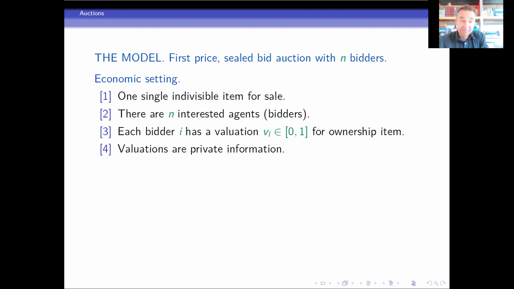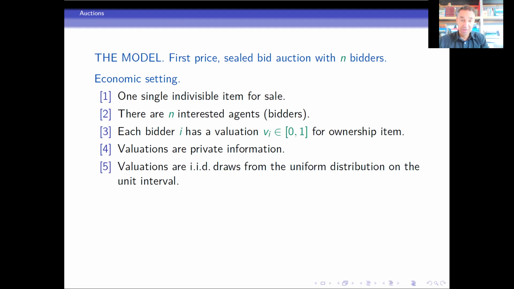These valuations are private information, meaning that bidder i knows his own valuation, v_i, but he has no information regarding the valuations of other bidders. And in particular, also the seller, so that is also called the social planner in economic theory, does not know any of the valuations.